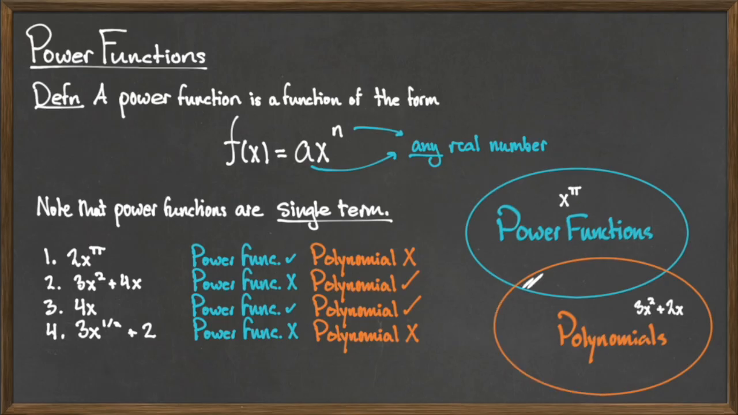And we emphasize this for the following reason. It's a very common mistake to think that every polynomial is a power function. Power functions and polynomials do overlap a little bit, but they still are their own distinct set of objects. Power functions can have any exponent, but only a single term. Polynomials can have several terms, but only non-negative integer exponents.